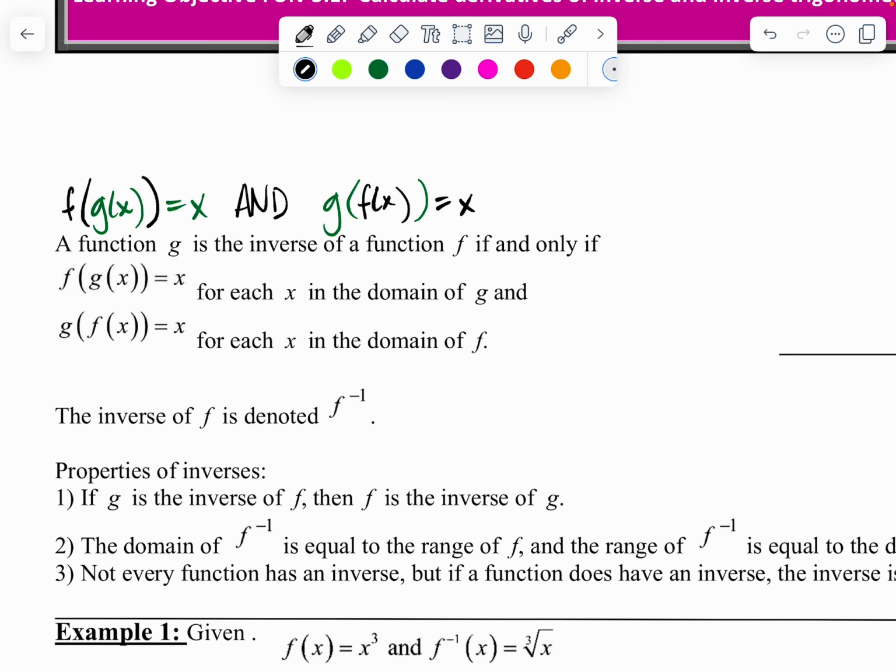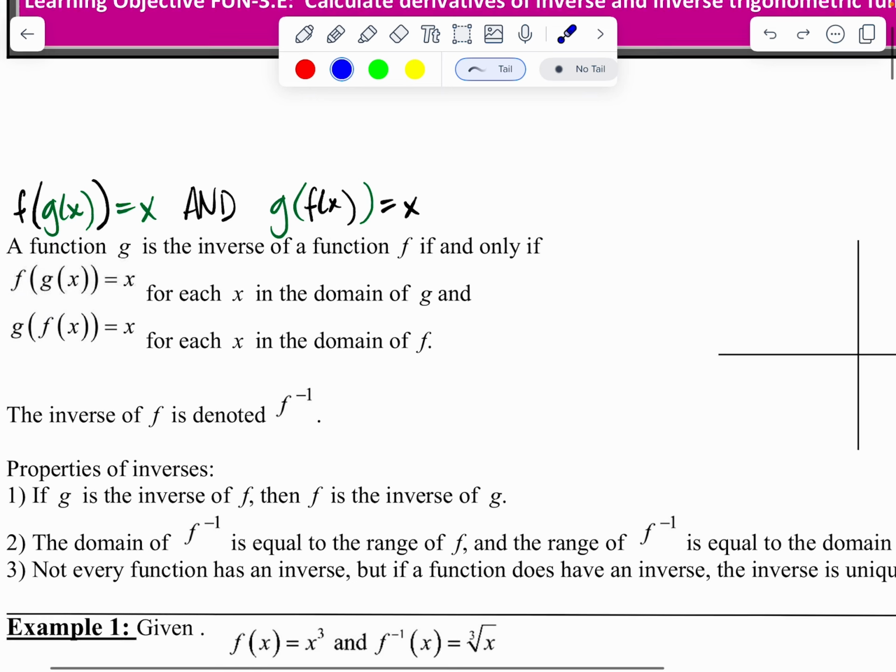The idea is that inverse functions undo each other. So technically, what's happening here for all intents and purposes is that f and g are canceling each other out, and g and f are canceling each other out.